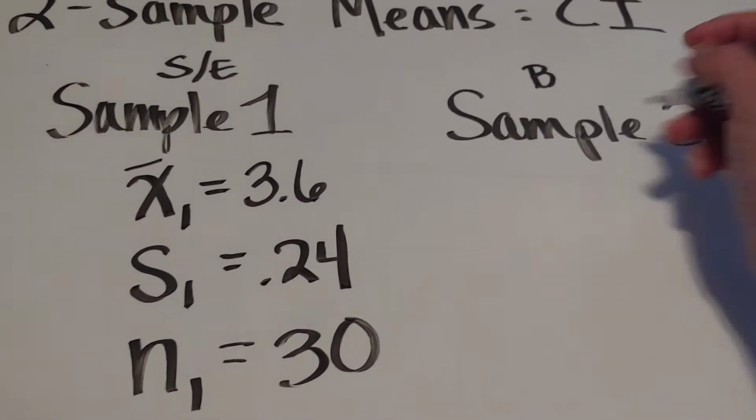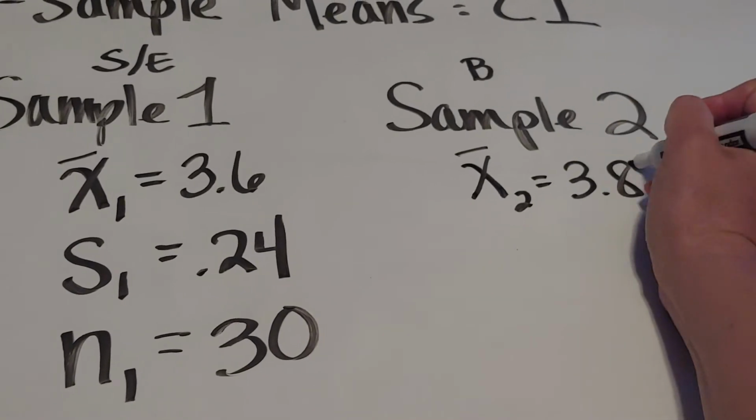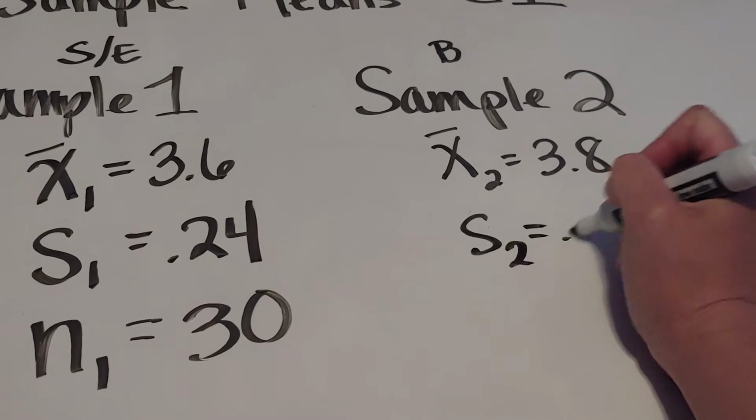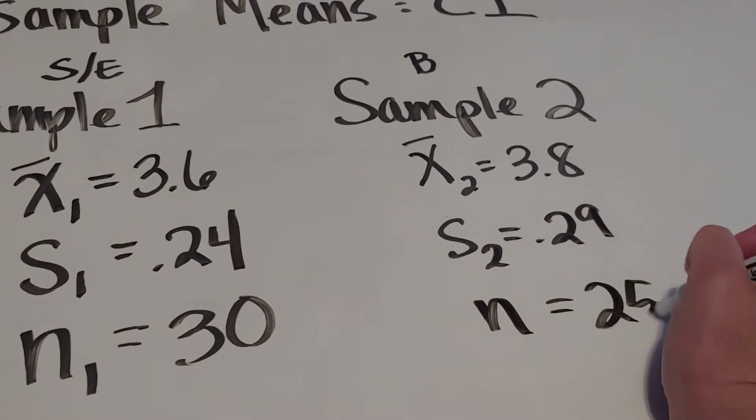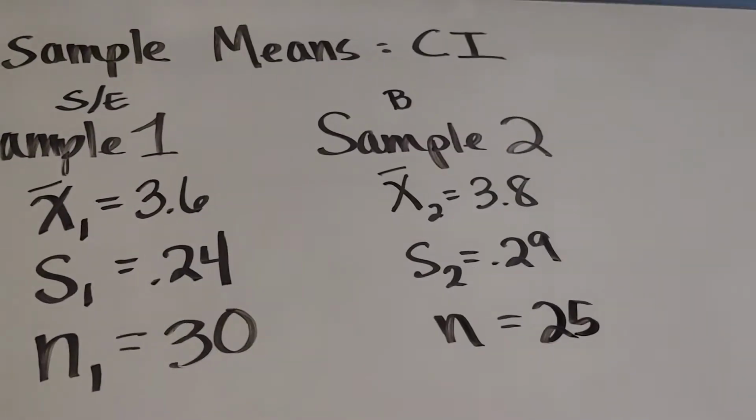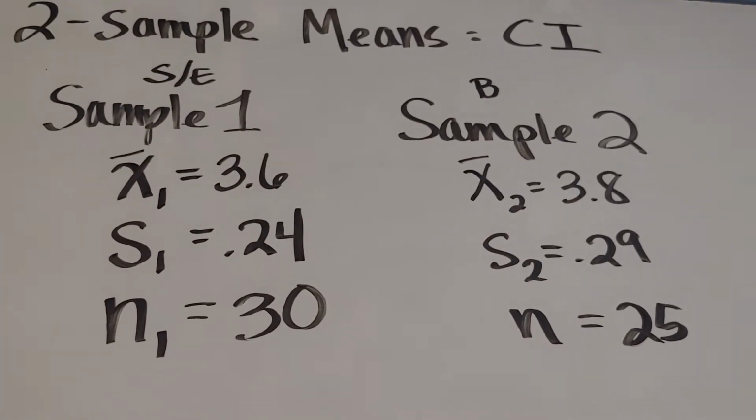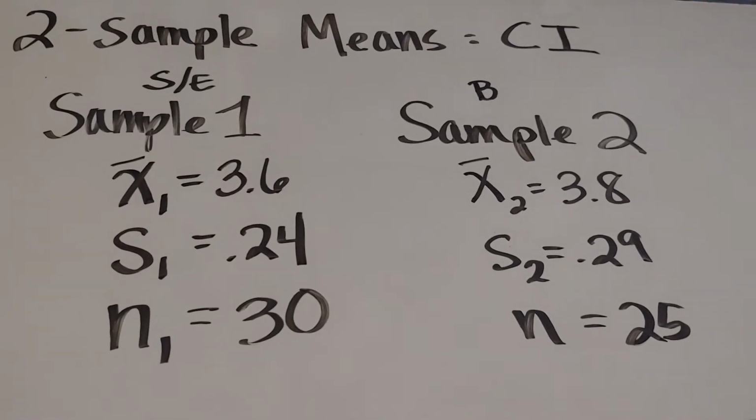Okay, in my business majors group, let's say that the GPA was 3.8. Let's say that the standard deviation was 0.29, and let's say that I asked 25 people. Okay, now a couple things I want to point out. Number one, I totally made up these numbers, so don't panic if you're science and engineering or business or whatever, okay? So completely made up.